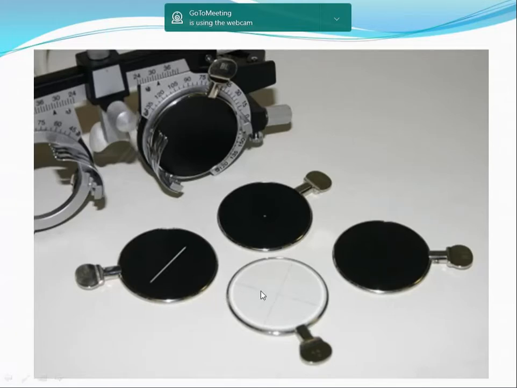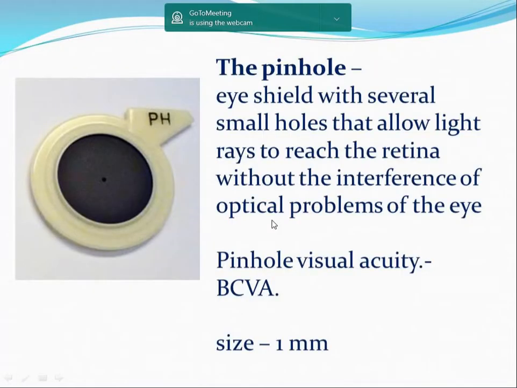This is not very important for the MBBS level, so we will exclude these two. We will think about only these two important instruments. One is this occluder, which is used to occlude one eye while you're testing the other eye, and the other one is this. This is the pinhole. We will see what a pinhole is.